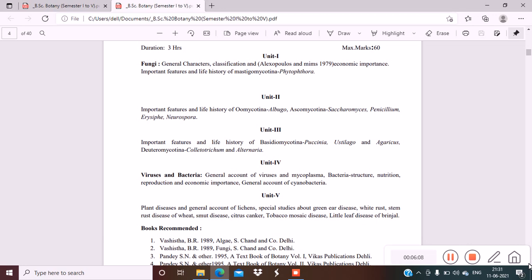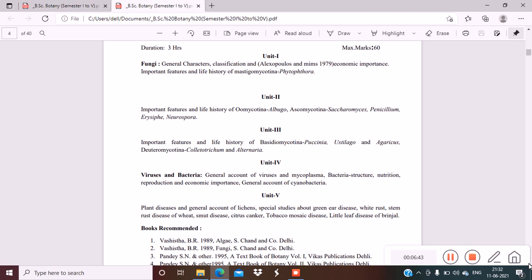Now the unit 4 is viruses and bacteria. General account of viruses and mycoplasma, bacteria, structure, nutrition, reproduction and economic importance. General account of cyanobacteria. Unit 5 is plant diseases and general account of lichens. Special studies about green ear disease, white rust disease, stem rust disease of wheat, smut disease, citrus canker, tobacco mosaic disease and little leaf of brinjal.